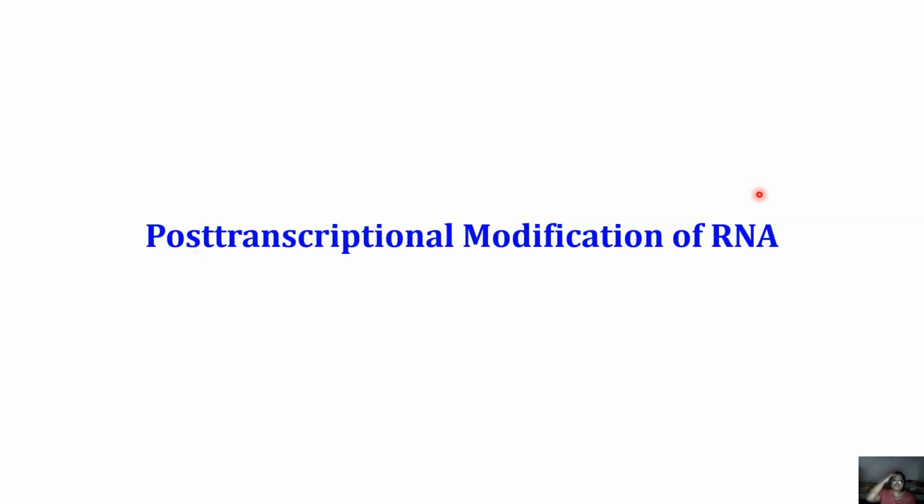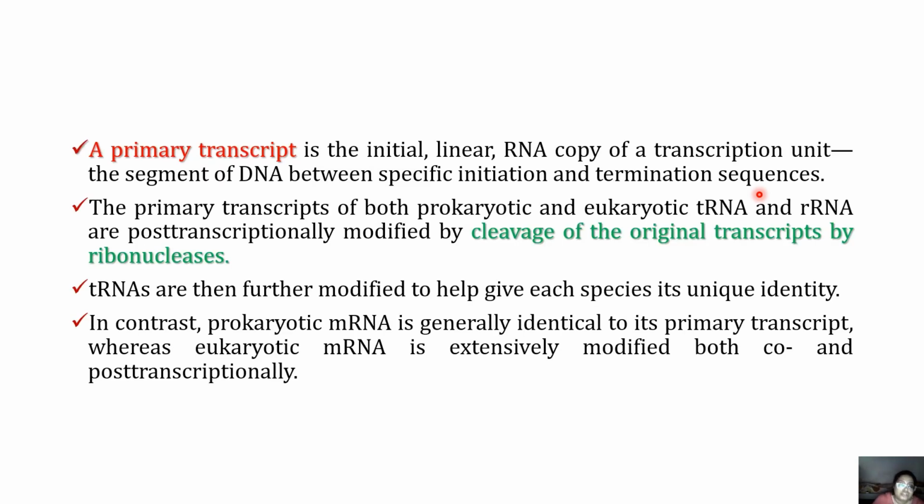Now, coming to the post-transcriptional modification of RNA. The primary transcript is the initial linear RNA copy of a transcription unit, the segment of DNA between specific initiation and termination sequences. The primary transcripts of both prokaryotic and eukaryotic tRNA and rRNA are post-transcriptionally modified by cleavage of the original transcripts by ribonucleases. tRNAs are further modified to help give each species its unique identity. In contrast, prokaryotic mRNA is generally identical to its primary transcript, whereas eukaryotic mRNA is extensively modified both co- and post-transcriptionally.